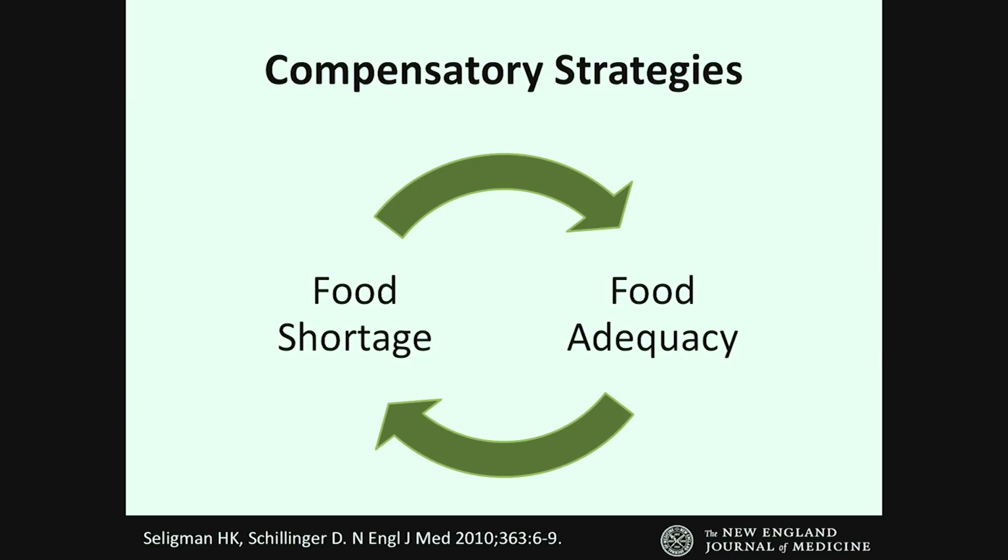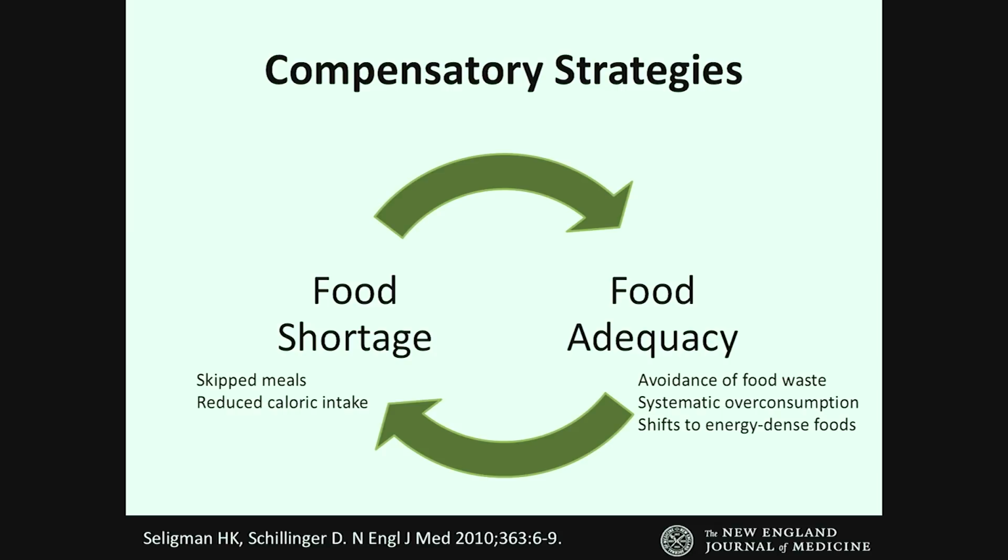So as you can imagine, we can use this system to understand what happens in a household when there is monthly variation in dietary intake, and understand then what might be the health implications of food insecurity. Because as you can imagine, your compensatory strategies during food shortage and food adequacy are very different.